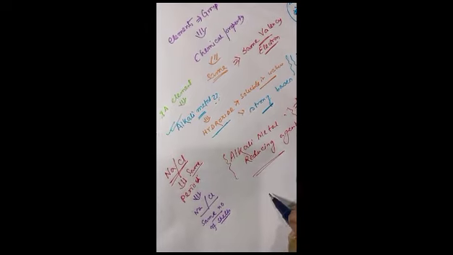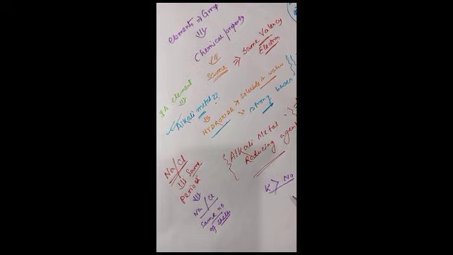Next question: why is potassium larger than sodium? The electronic configuration of sodium is 2, 8, 1, whereas the electronic configuration of potassium is 2, 8, 8, 1. So potassium is bigger than the sodium atom. Potassium has more electrons and more shells, so potassium is larger than sodium.